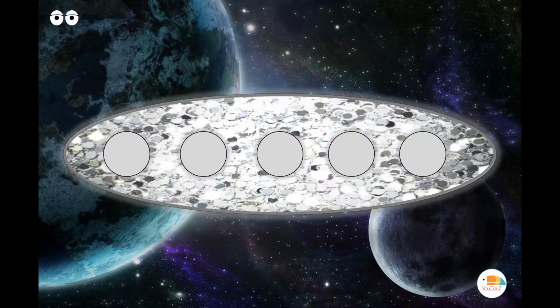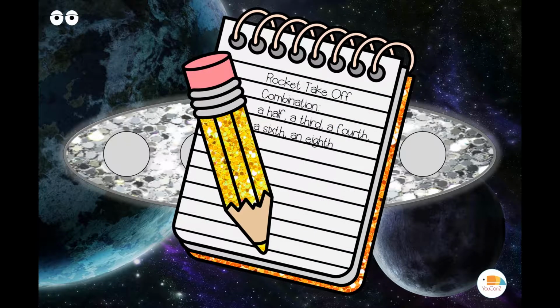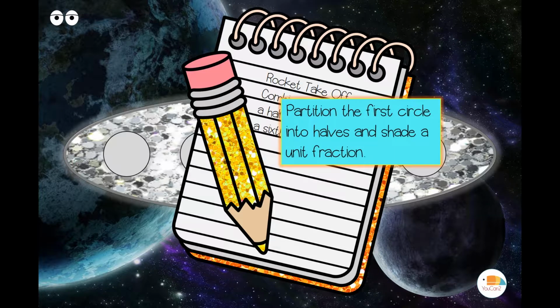Looks like you've got a control panel here, and a special combination you're going to need to put in to get this guy started. Your combination is a half, a third, a fourth, a sixth, and an eighth. All unit fractions. Okay, let's go ahead and see if we can get this first button shaded into halves. Let's give it a shot.